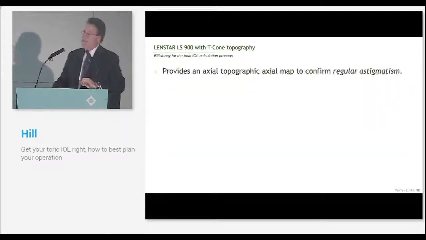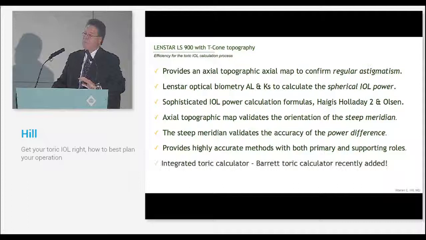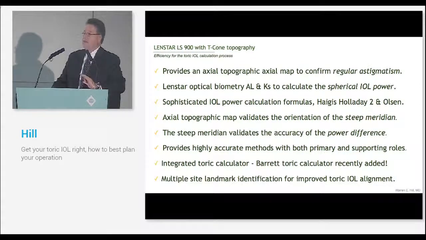So in summary, the LENSTAR with the T-cone provides a confirmatory axial map for the things that we really need to have: manually determine the steep meridian and the power difference between meridians. And the biometer itself gives magnificent axial length and all the other axial measurements, as well as the Ks to calculate the spherical power. The LENSTAR has very sophisticated formulas. It has access to the Holladay 2 formula via an HTML bridge from Dr. Holladay's software. And soon, I think, the Barrett formula will be added as well. And we have an axial map that validates the steep meridian and then the power difference between.